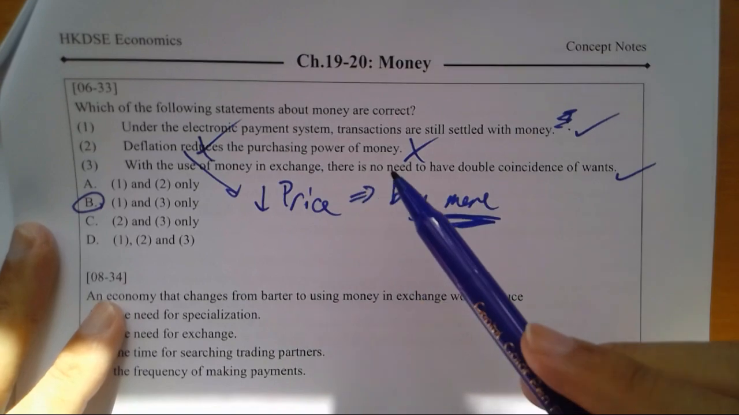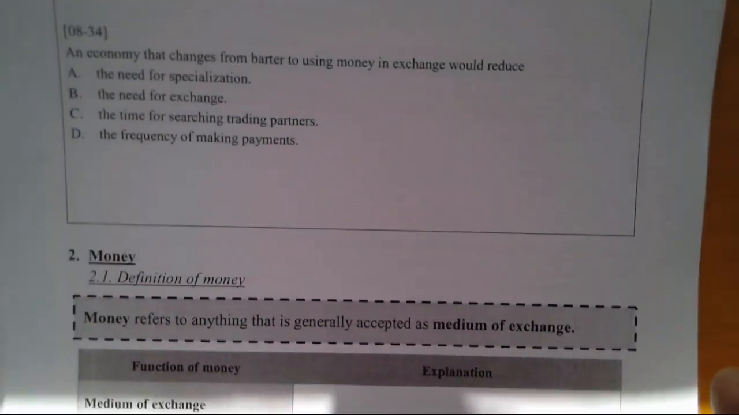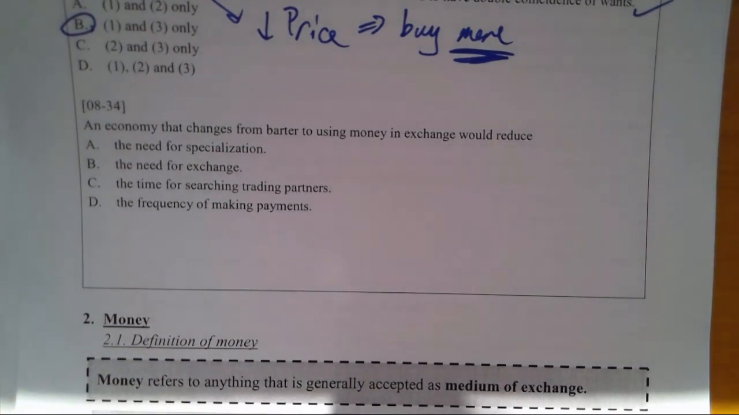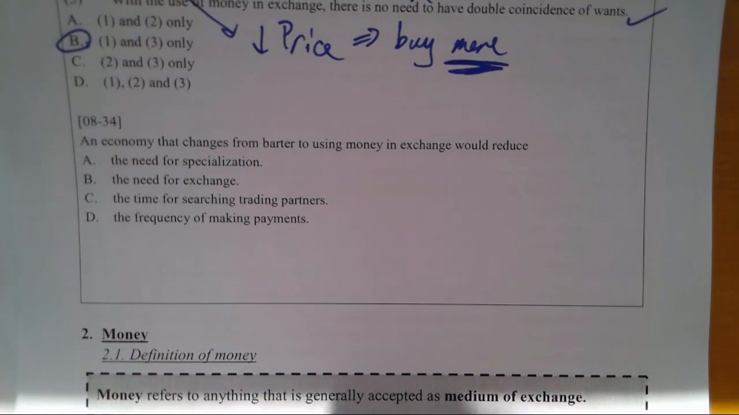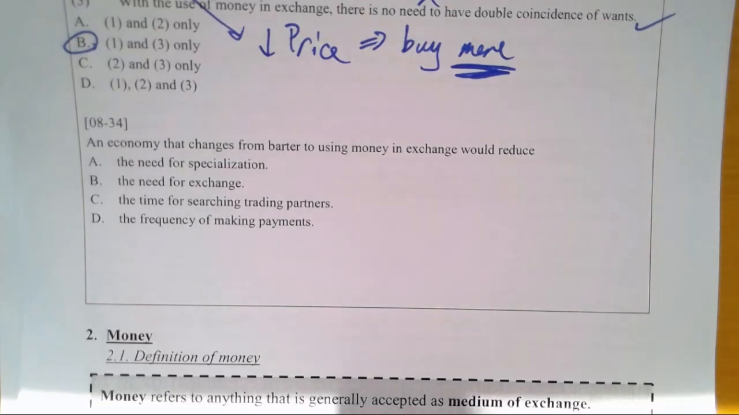With the use of money, there is no need to have double coincidence of wants. Yes, obviously, right? Now, finally, here, an economy that changes from a little bit. Now let's see whether this is better. Okay, now because it's morning, it's actually very sunny outside. So let's see whether this is better for you or not. Okay, now because it's a little bit dark, I think.